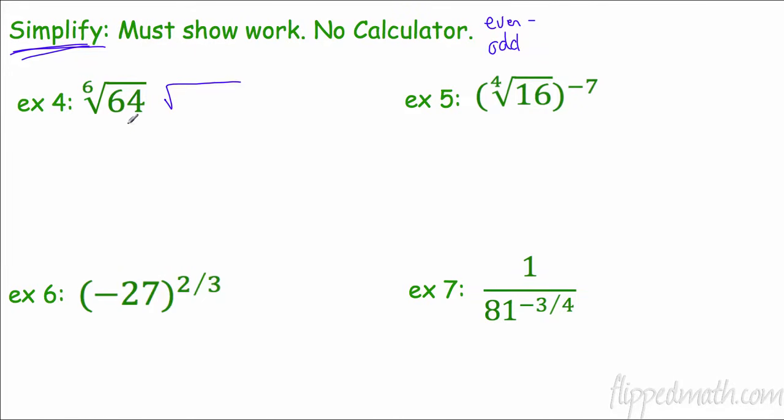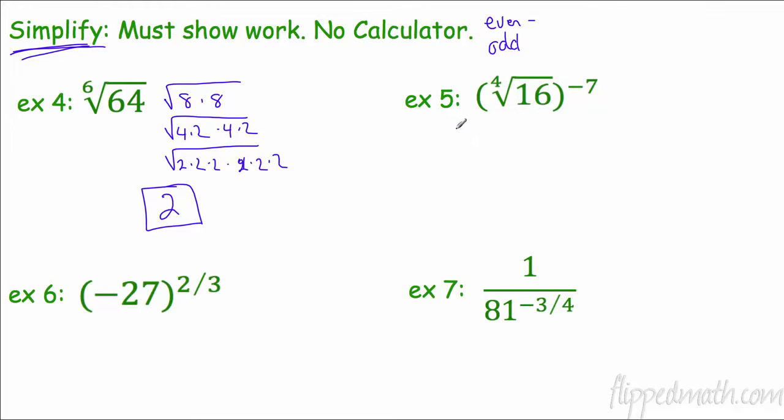All right, so here's how I start. 64. I want 6 factors that are the same. I know that 8 times 8 is 64. Well, that's 2 of the same, but I need 6. So I'm going to keep going. I know that 4 times 2 is 8, and I know that 4 times 2 is 8 on this one. I have 4 that still don't have 6 of the same number. I know this 4 is 2 times 2, and I bring this 2 down. And I know that this 4 is 2 times 2. Whoa, 2 times 2. And I bring that 2 down. 1, 2, 3, 4, 5, 6. I have 6 of the same number. That's what I'm looking for. That number is 2. So the sixth root of 64 is 2.